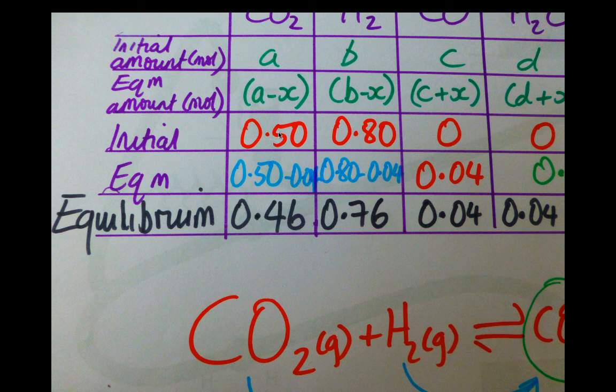So what that means, if we started off with 0.5 moles of carbon dioxide, we must have 0.46 moles at equilibrium. And if we started off with 0.8 moles of hydrogen, we must end up with 0.76 because we've lost this 0.04 here. Okay, this is a general method that you can use for lots of problems like this, so do go back over the book, read it carefully and check that you understand this before you move on.